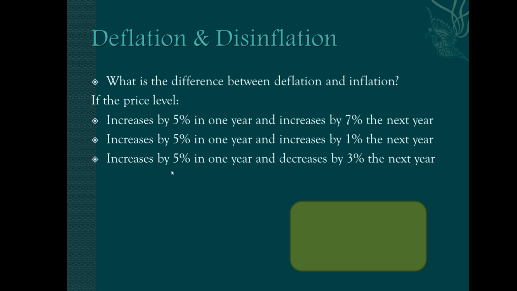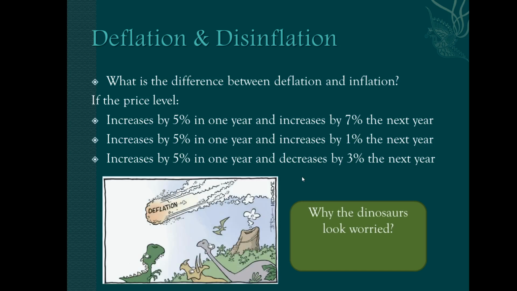In 1 year it increases by 5%, and it decreases by 3% the next year. So that's deflation. When you have a negative movement on the price level, that's deflation. Okay, so that's good. Glad to see you guys still remember the contents. What about here?